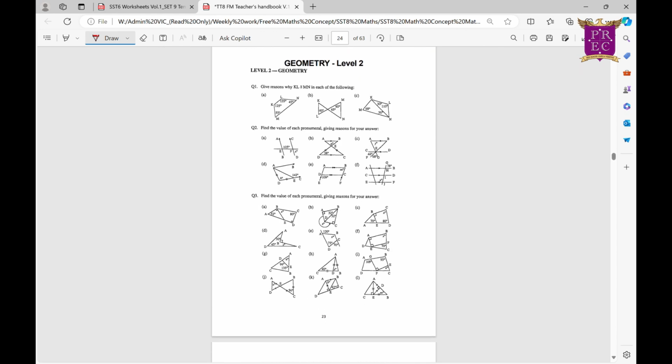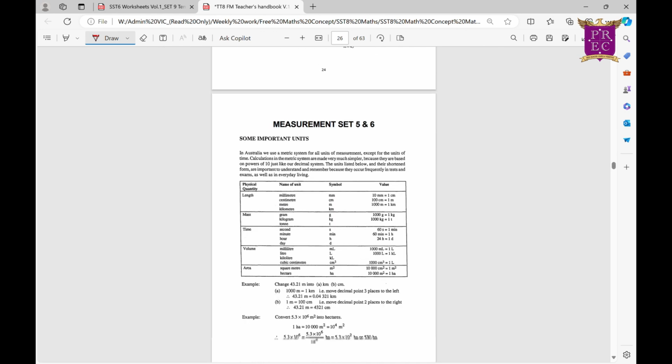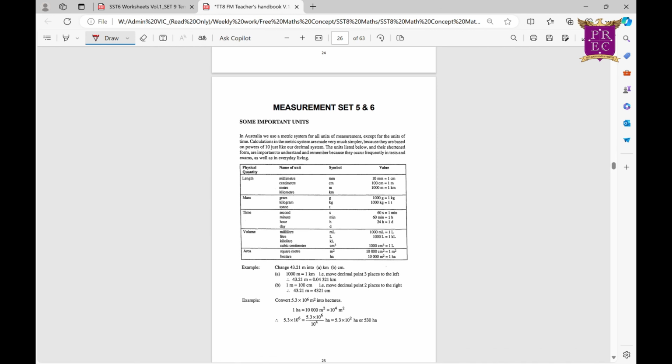Alrighty, we'll just skip these and let's move on to measurement. Measurement's pretty easy, just follow this table and you should be okay.